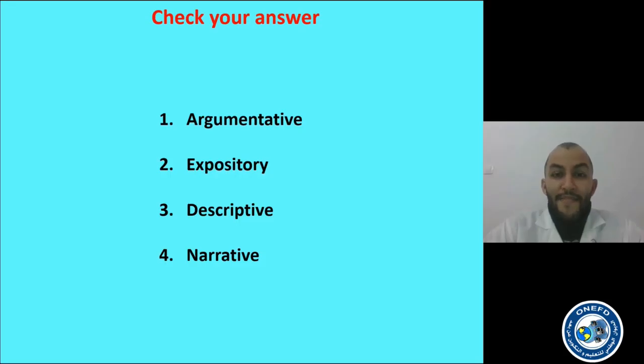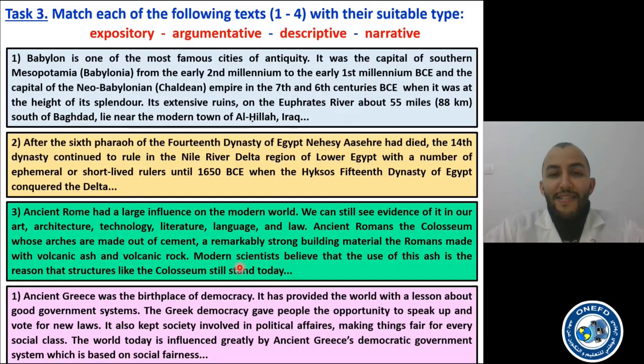Now, let's check your answer. The text is narrative. Absolutely right. Now, let's see task number 3. Match each of the following texts from 1 to 4, the first, the second, the third, and the fourth, with their suitable type. So we have expository, argumentative, descriptive, and narrative. Take a moment, think about it, do the task, and I'll see you after.